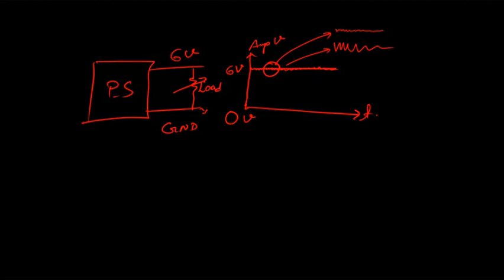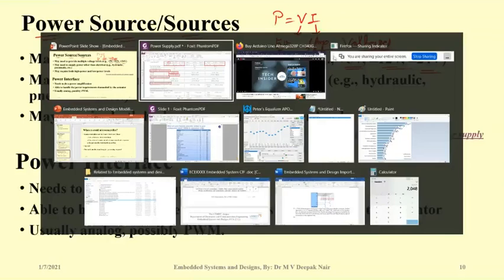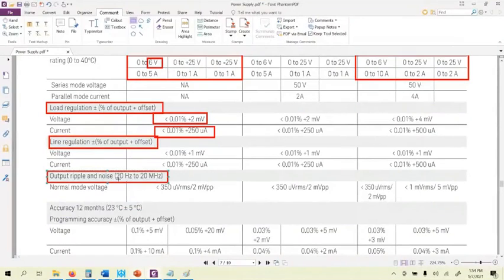Now, what is the specification provided by the power supply manufacturer? It also plays a very important role. For different frequencies, it says that we have this much normal output ripple with respect to this much voltage change in the output. So 350 microvolt RMS per 2 millivolt peak to peak change. These kinds of things are important. Have you come across this kind of stuff?